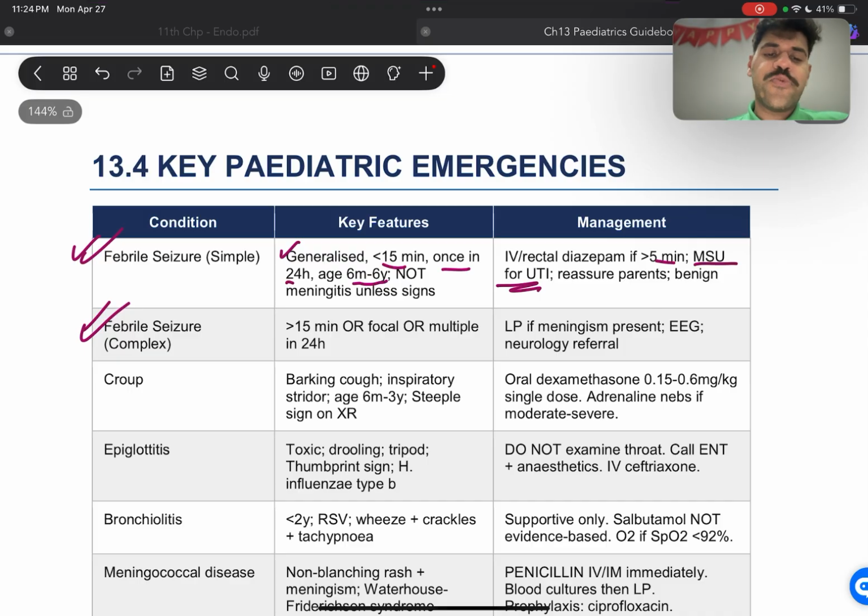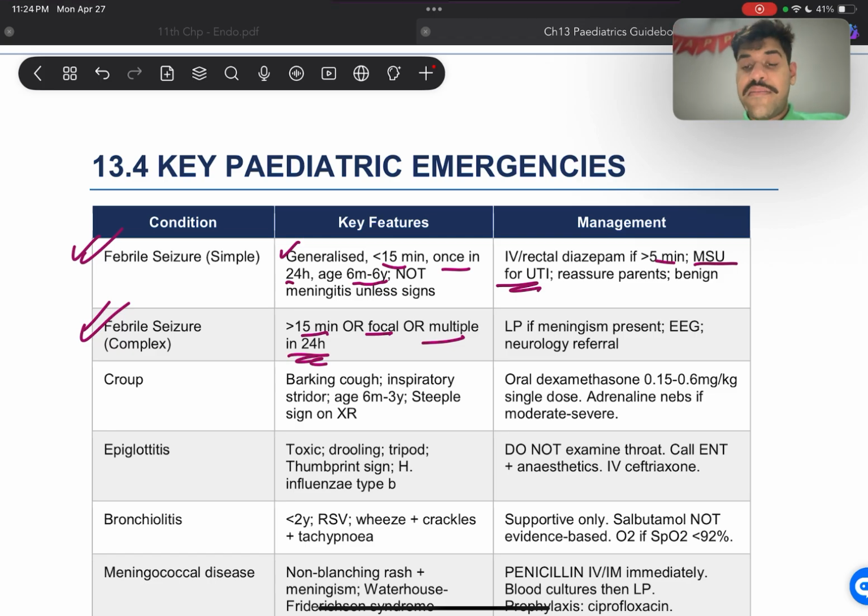Then febrile seizure, which is complex, more than 15 minutes, or focal or multiple in 24 hours. For this, we have to get a lumbar puncture done if meningism is present. And we check the EEG and we get neurology involved in this.